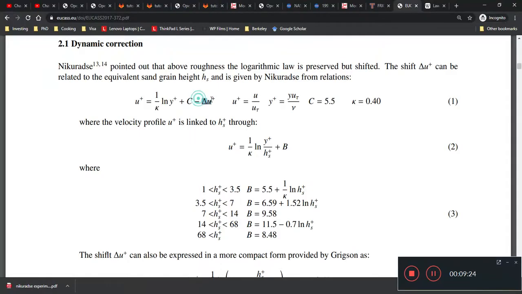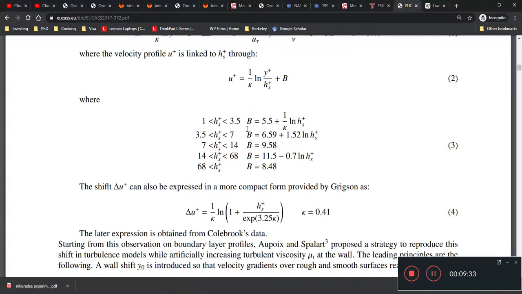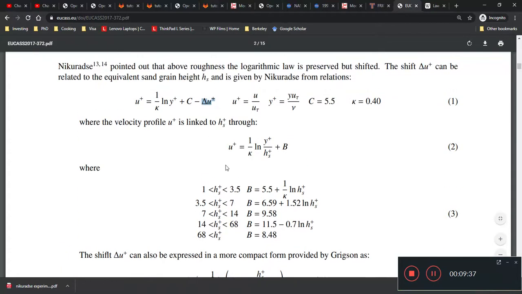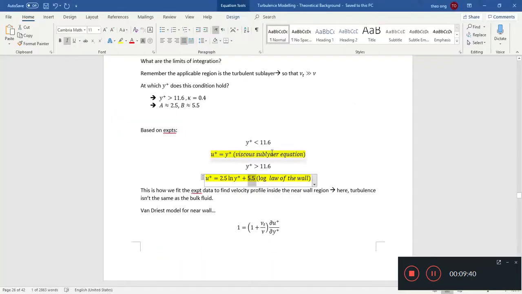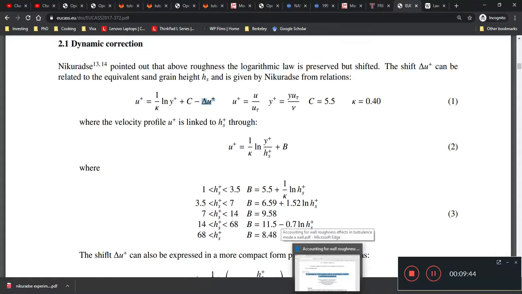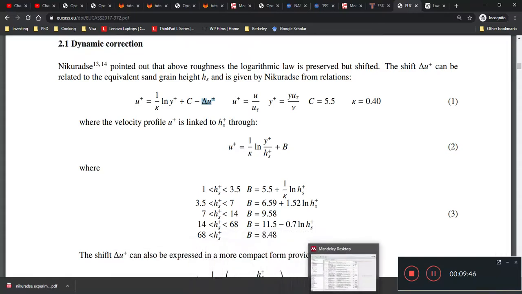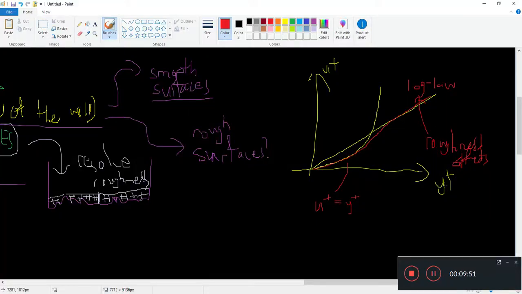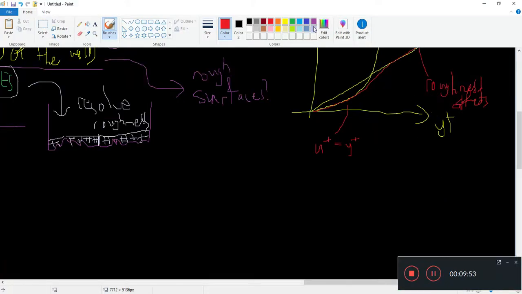And what we have for this roughness is that you have this delta U plus function. Okay, delta U plus function. And that will take into account the roughness. So let's see. Where is the paint? Yeah, this is log law region. Your vanilla log law, your default log law.